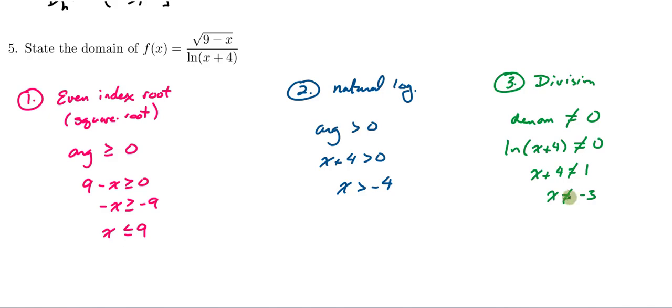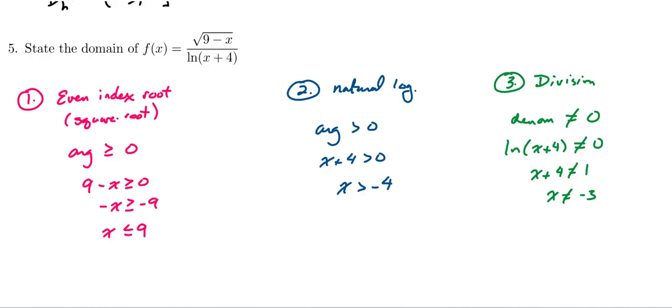If I were to take negative 3 and plug it in for x, don't worry about what's happening in the numerator. Look in the denominator. If I plug in negative 3 for x, we would have negative 3 plus 4, which is positive 1. But the natural log of 1 is 0. And so when x is negative 3, that results in the denominator of the expression being 0, and we have to exclude that possibility. So we cannot allow x to be negative 3.